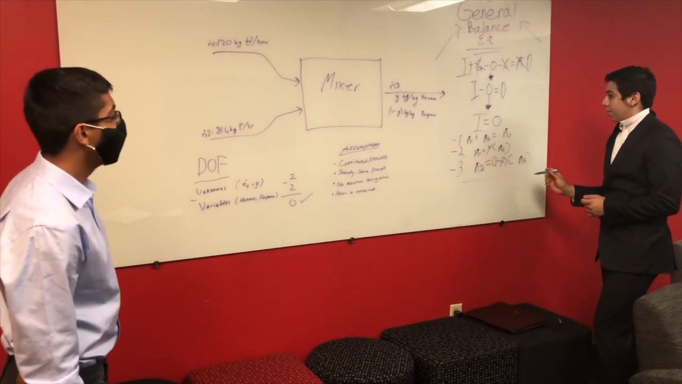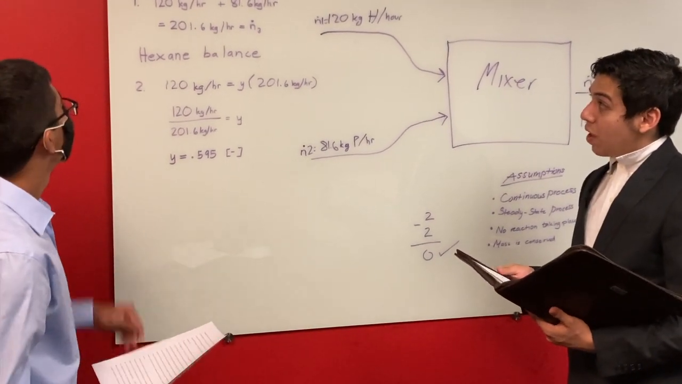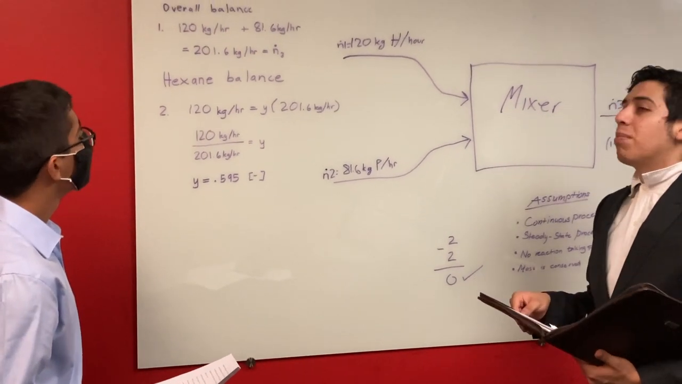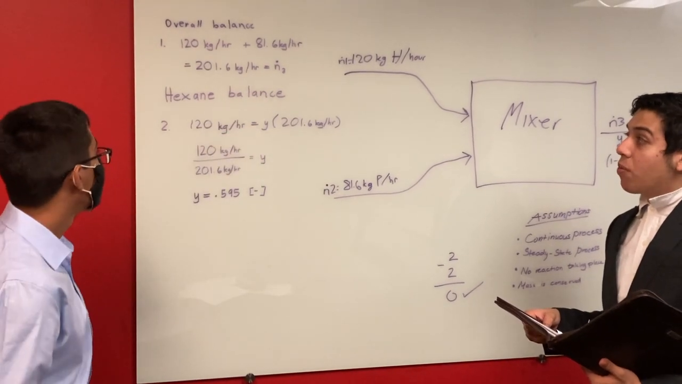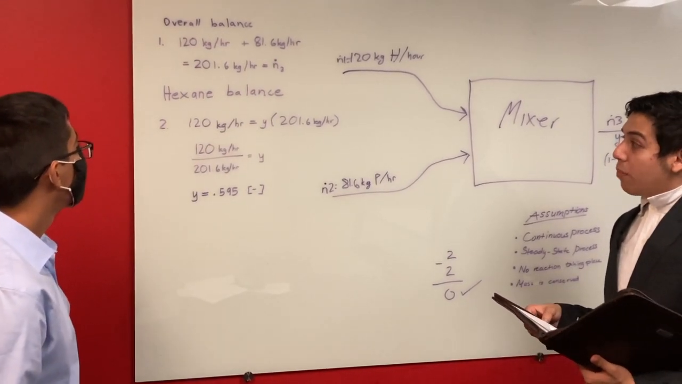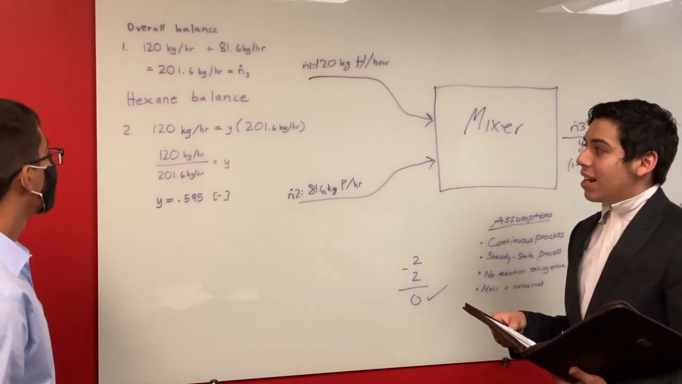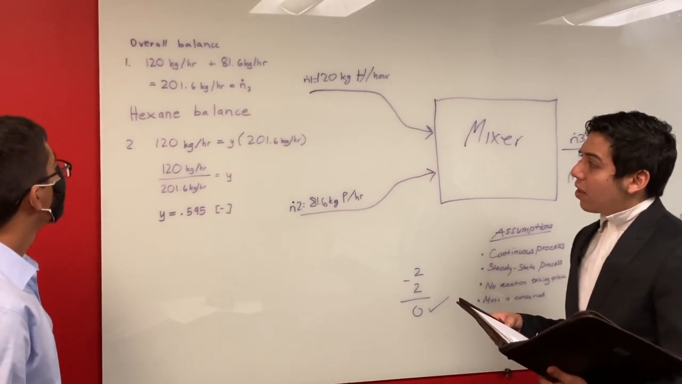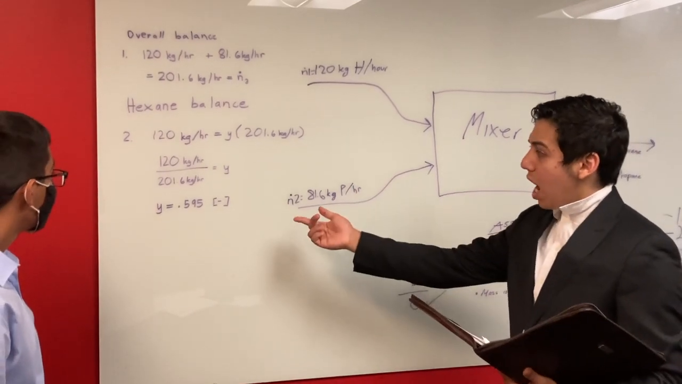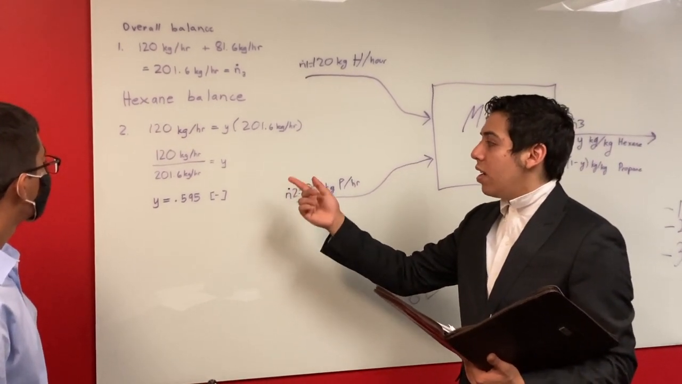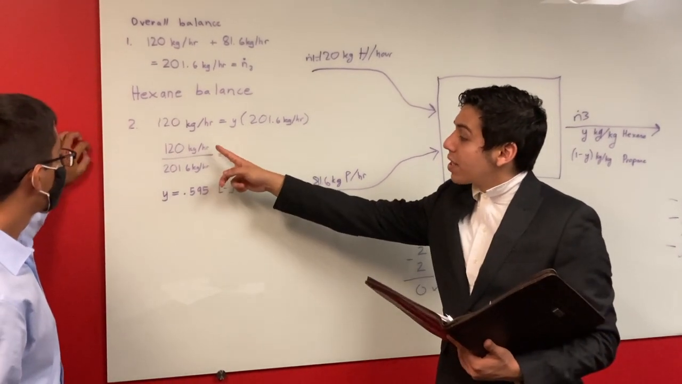times N3. Now, using this information, we can solve the overall balance by plugging in the knowns of 120 kilograms per hour of hexane plus 81.6 kilograms per hour of propane, which will then equal N3, which equals 201.6 kilograms per hour. Moving on, we go into the hexane balance, where we plug in the knowns of 120 kilograms per hour of hexane equals Y times N3, which is 201.6 kilograms per hour. So we have 120 kilograms per hour divided by 201.6 kilograms per hour, which will equal y, and y equals 0.595 unitless, since the units cancel each other out.